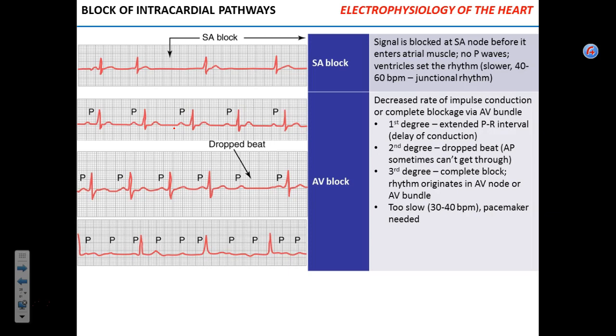Well, as you can imagine, they are concerned with either blockage of the electrical signal going through or lack of synchronization. And first we're going to talk about blockage, and the first block is SA block.